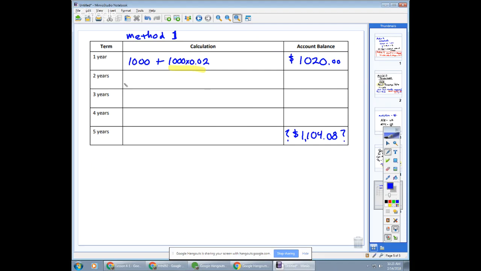You have $1,020 in your account. How are they going to calculate your interest? Do they use 1,000 or how much is in your account? 1,020? That's what they have to use. Yep.